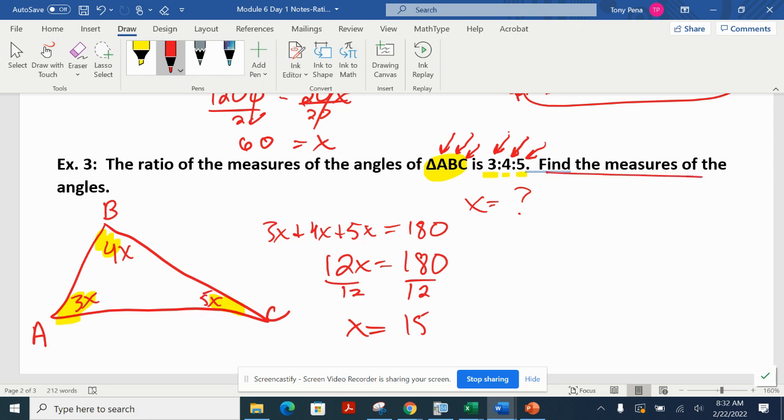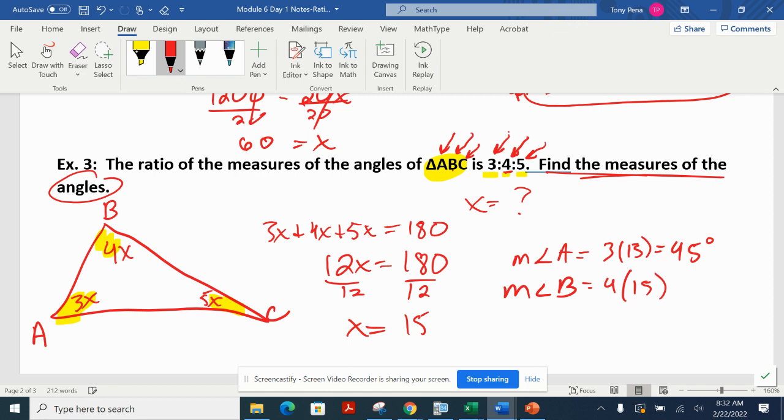That way, when I ask you to find the measure of each angle, if I asked you for the measure of angle A, we know that was the 3 times the 15, which is the 45-degree angle. Angle B was again second. That was the 4x angle. So that's going to be 4 times 15, which is a 60-degree angle. And then angle C is the 5 times the 15 degrees, which is 75 degrees. All right. So the order is important.